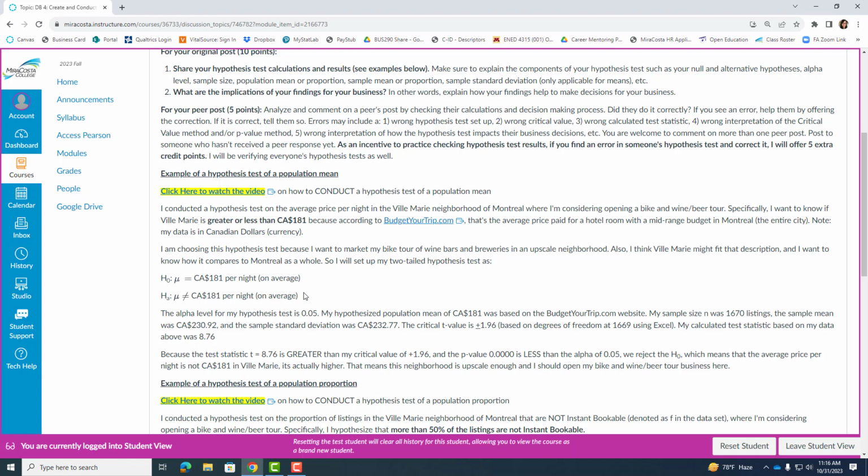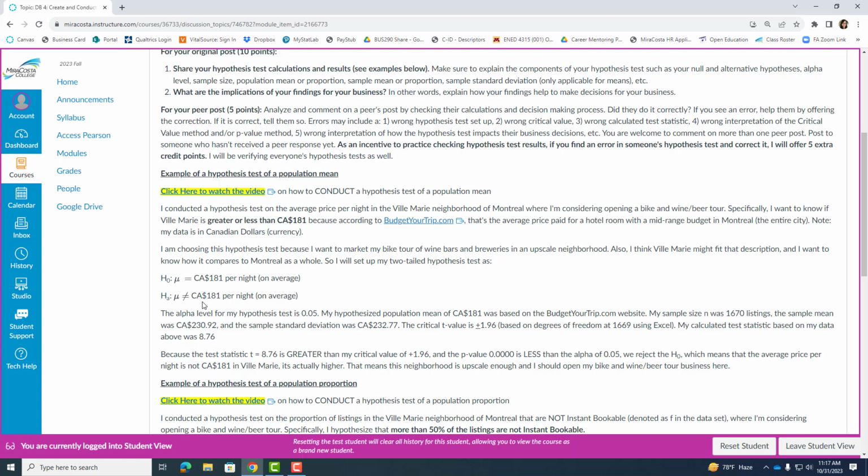So I'm going to set this up as a two-tailed test because I don't know if Villa Marie is cheaper or more expensive than all of Montreal. So to be safe, I'm going to do the two-tailed hypothesis test. I'm going to say my null hypothesis is that the population mean is equal to 181 Canadian dollars per night on average. And my alternative hypothesis states that the population mean does not equal 181 Canadian dollars per night. And this could mean it's either less than or greater than, and I'll find out once I do my analysis.